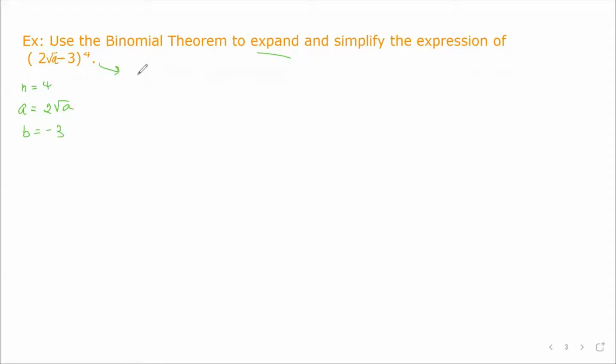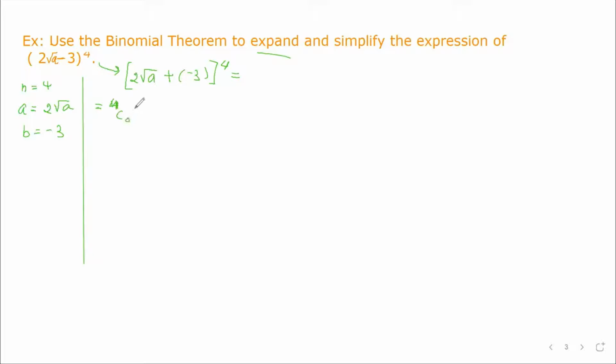From this, you can write it down according to the formula, plus again. But this is a minus, so you write plus and then minus 3 here, and the whole thing power 4. Then we can use the formula, right? So it becomes what? This one is going to have 5 terms. The first one, n is 4.